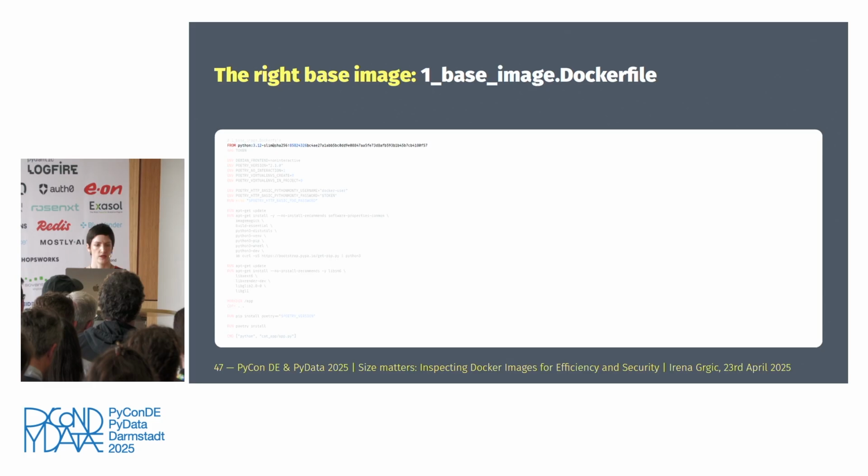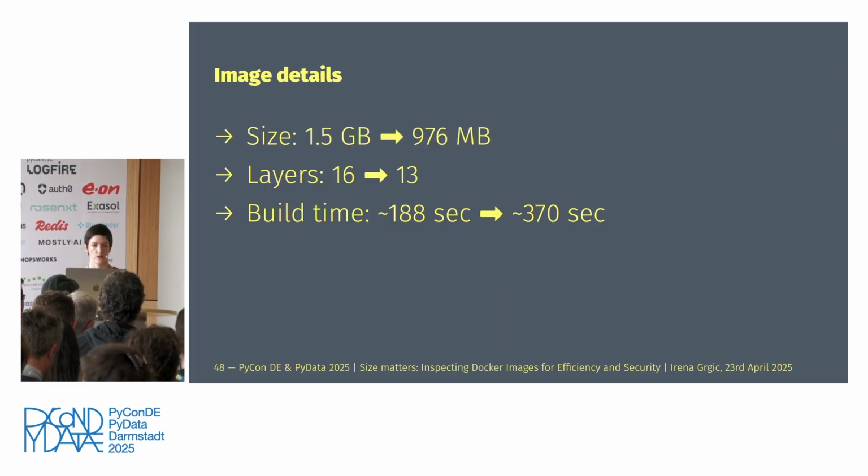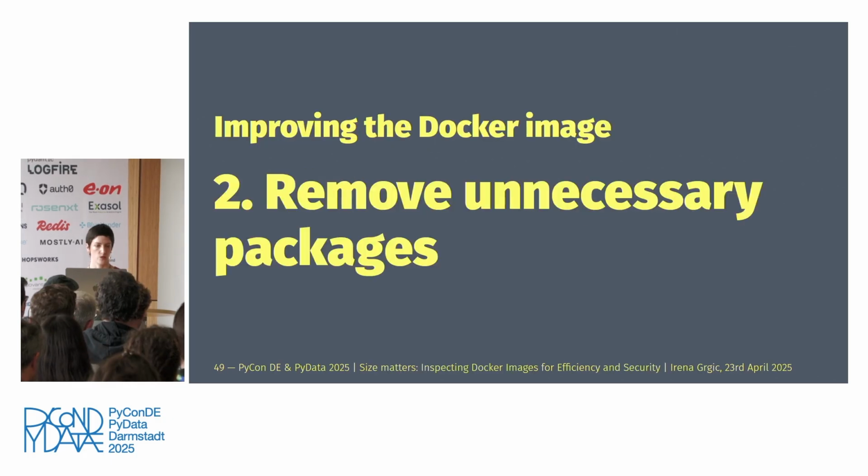So this is the part that we changed. We exchanged the base image, and by doing that, of course, we reduced the size greatly, because 43 MB instead of 1 GB. We also reduced the number of layers, but the build time is longer. If you think about it, it's a Slim image, which means you have less stuff pre-installed. So it can be that the apt-get update and install commands will take a bit longer. That's why. But we will tackle that in the next section, which is removing unnecessary packages.